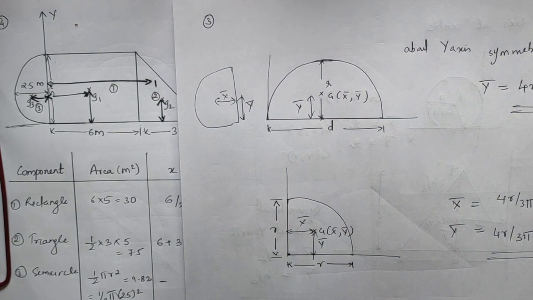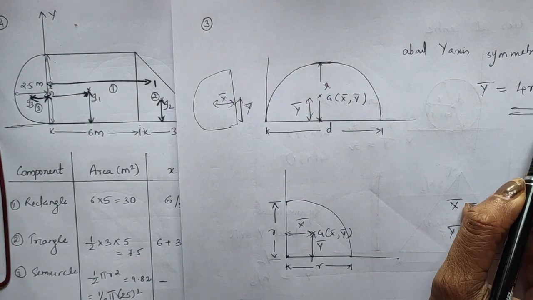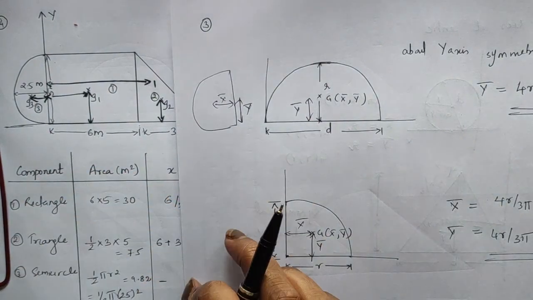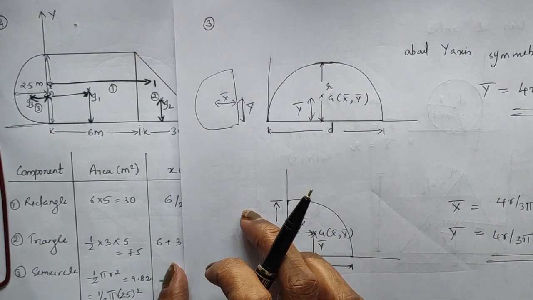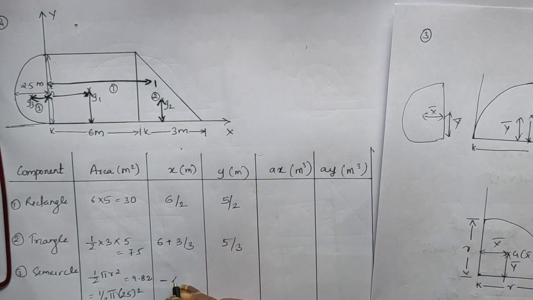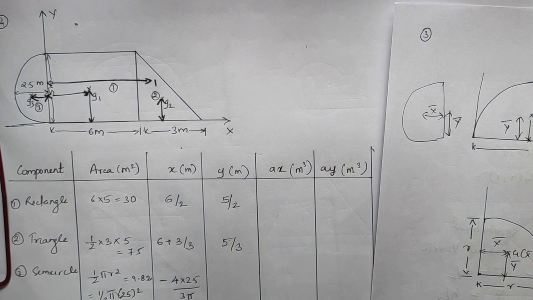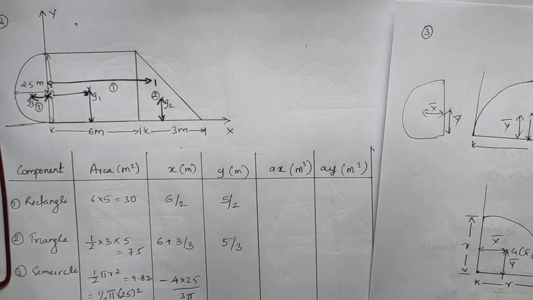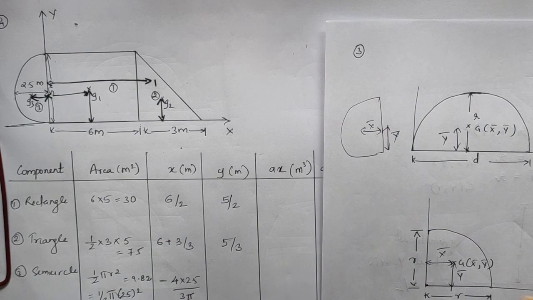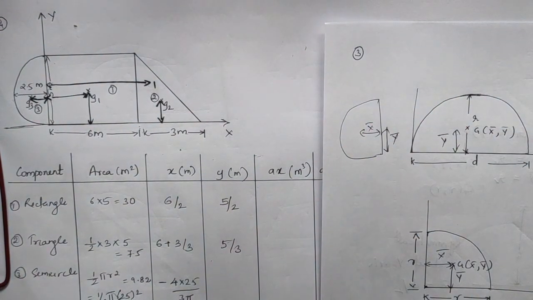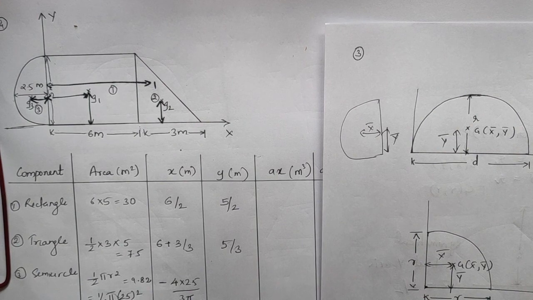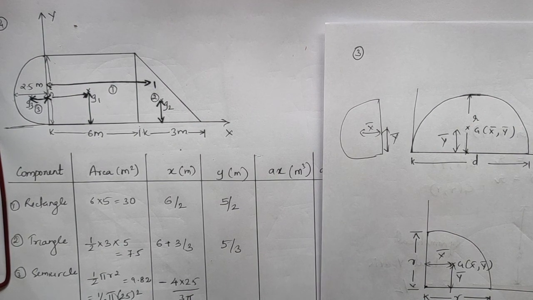So as you know, here the y distance was 4r by 3 pi, that will become the x distance now, so it is 4r by 3 pi. So I'm going to write here minus 4, r is 2.5, divided by 3 pi. I hope you know why it is minus and why we have taken it opposite, because it has just been rotated by 90 degrees. So the y bar becomes x bar and x bar becomes y bar.